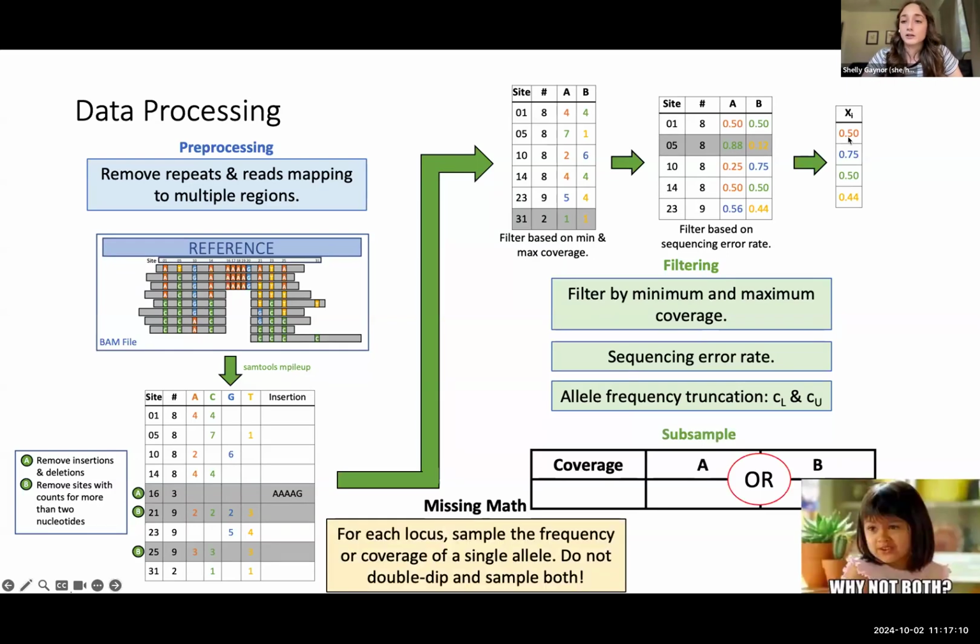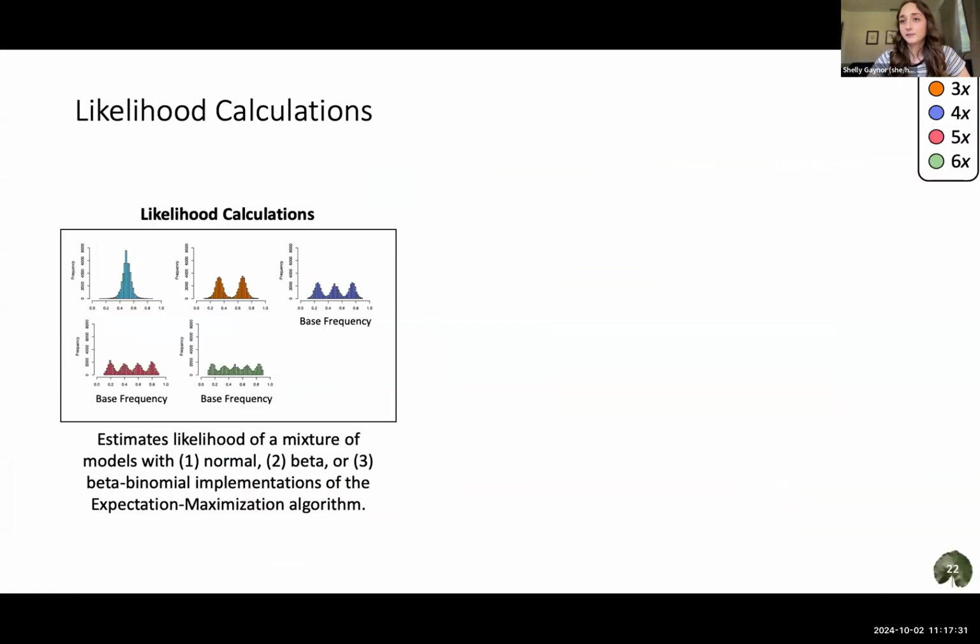We subsample the allele frequency of A or B because double sampling, which is done in NQUIRE, actually inflates signal. So it's similar to p-hacking in hypothesis testing, but here you have information criteria that is artificially inflated if you sample both. So we randomly sample one or the other. With your nice, clean, not doubly dipped data set, we then calculate the likelihood of a mixture of models.